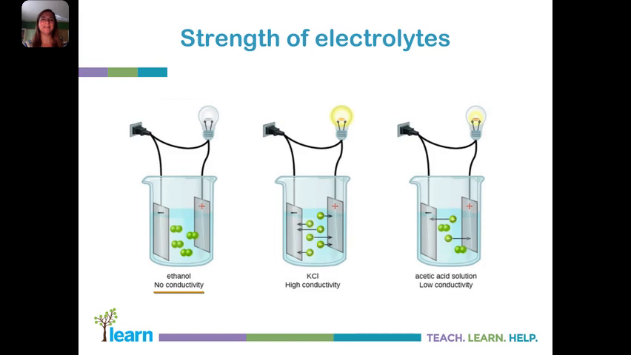Because acetic acid will only light the bulb in a dim fashion, it allows only for a low quantity of electricity to go through. This means that acetic acid is only a very mild electrolyte.